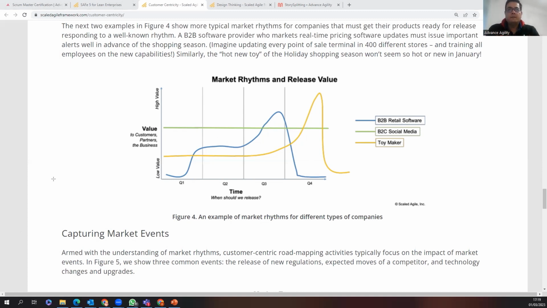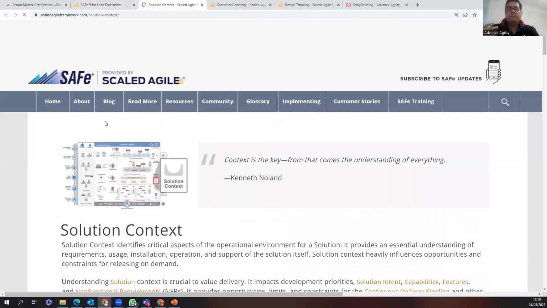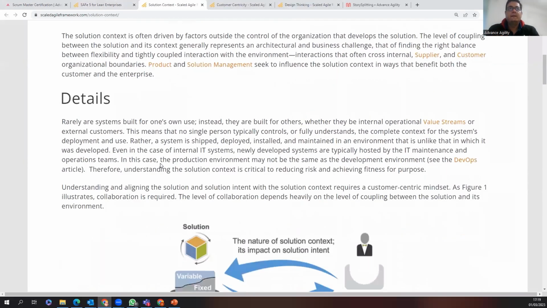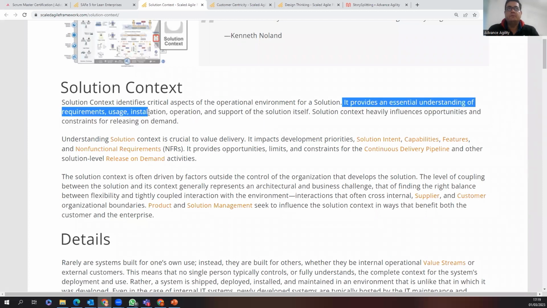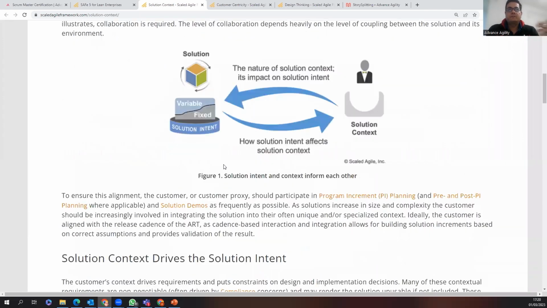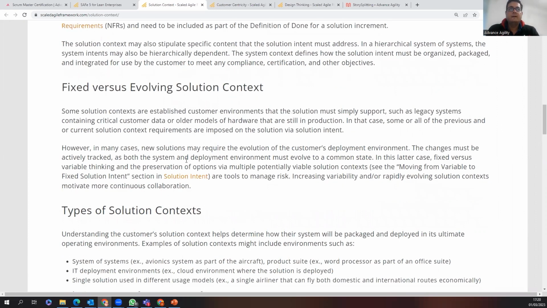Similarly, there is another concept called solution context. Yeah? So solution context is the environment in which your solution is operating. So along with design thinking, solution context is another important factor that we should consider when we are building products, because it is the environment. Solution context identifies the critical aspects of the operational environment for a solution, and it provides essential understanding of requirements, uses, installation, operations, and so on. For example, if you are trying to sell heaters in Dubai, which is very hot, you might not be able to sell it. So solution context is very, very important.